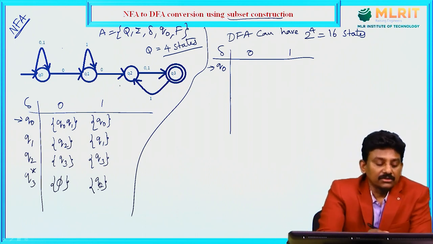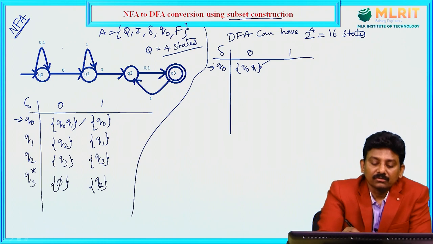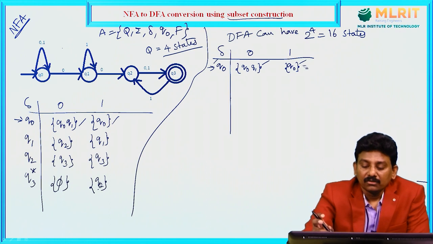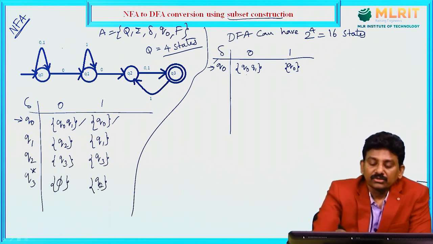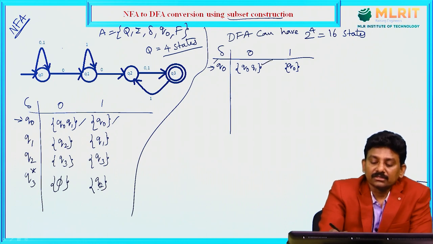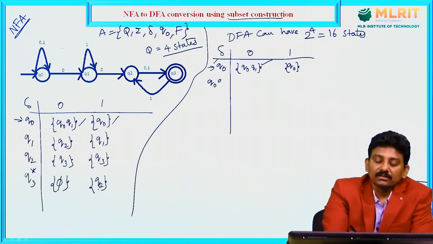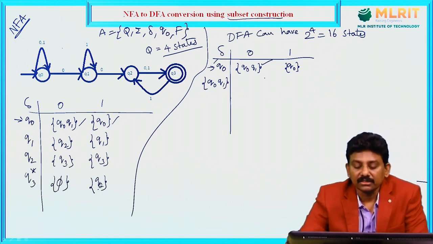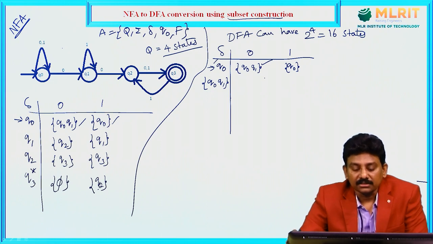See, Q0 on 0 going to Q0 Q1. So now Q0 Q1 is the accessible state, Q0 is the initial state. Q0 on 1 going to Q0. Q0 is already the initial state, that is an accessible state. Now we consider the new accessible state. Q0 is already accessible, so the new accessible state is Q0 Q1. Take Q0 and Q1 as a single state, a set of states. Even though it is 2 states, Q0 Q1, we will consider it as one single state.